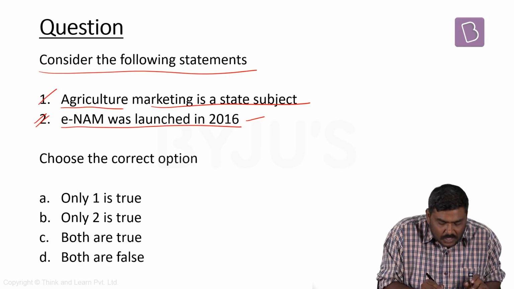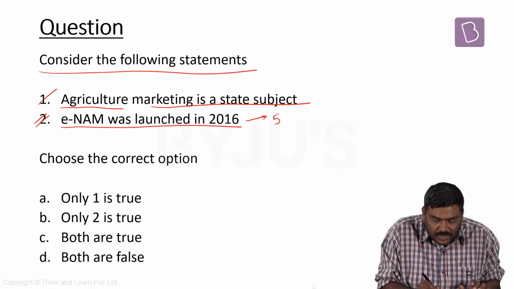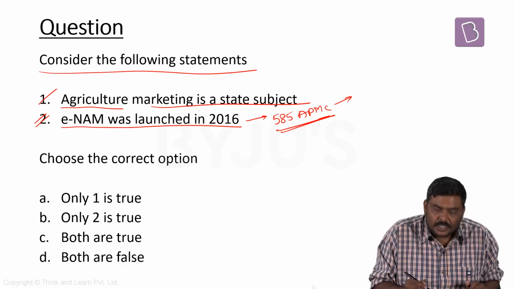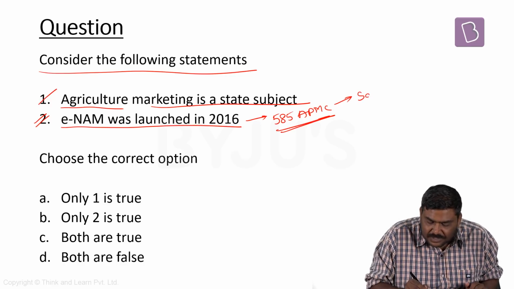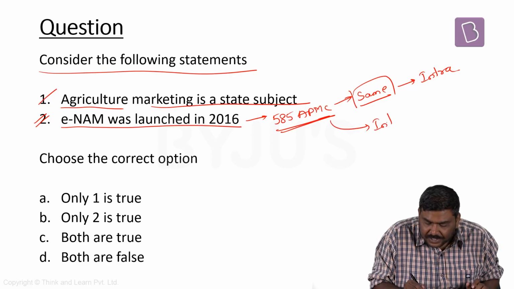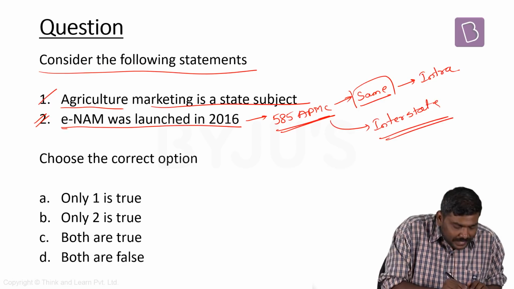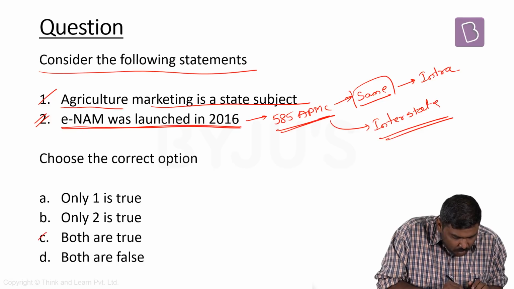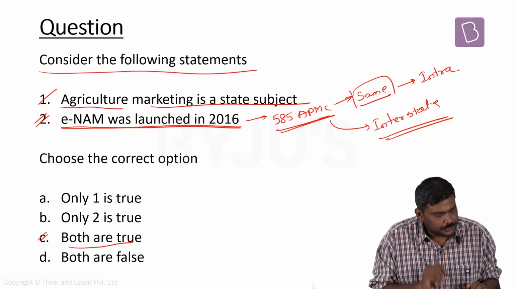Some of the facts are, under e-NAM, 585 APMCs so far have been merged. These APMCs are from the same state, which will facilitate intrastate trading, and some of these APMC mandis are also interstate, that is between two states. So e-NAM was launched in 2016. Yes, it is correct. The right option will be option C. Both the statements are true.